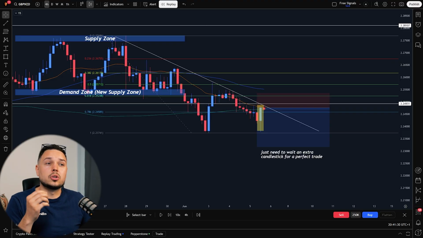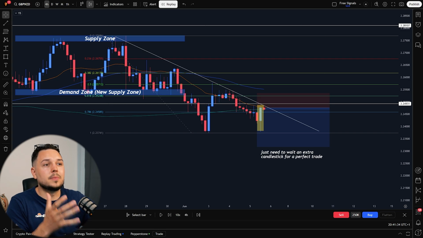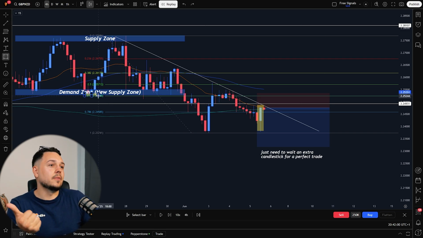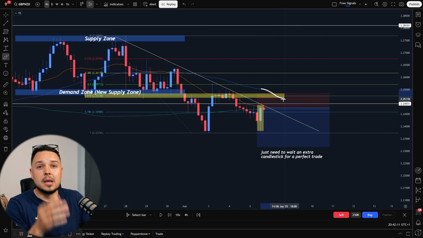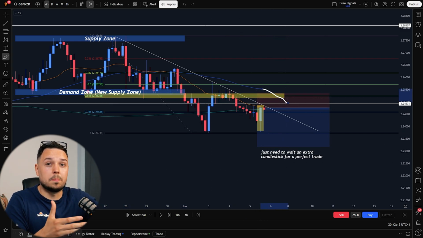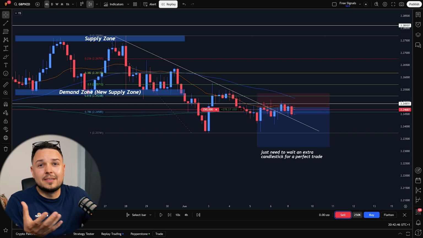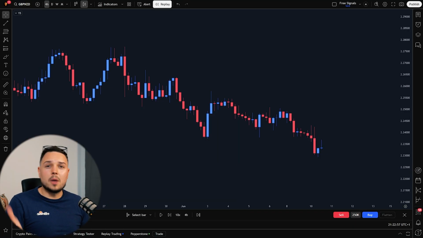So what can we learn from this? In hindsight, I should have waited for the extra 4-hour candlestick to close, which would have allowed me to enter with a strong confluence. It would have been on the pivot point itself, including the 382 Fibonacci level and potentially the 50 moving average covering our stop loss. Doing that would have improved our entry significantly, as the market did eventually continue the bearish move, as we can see over here.